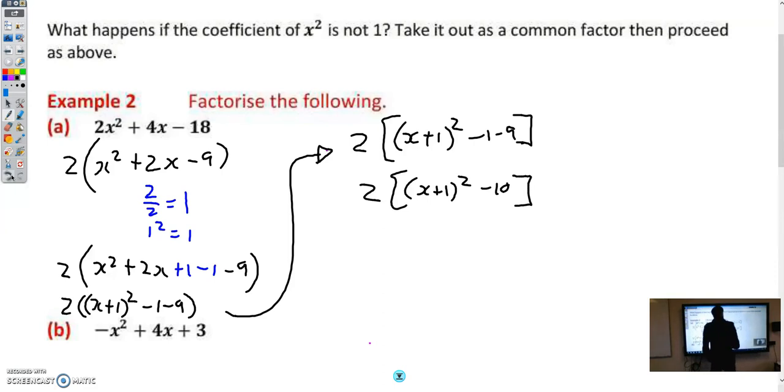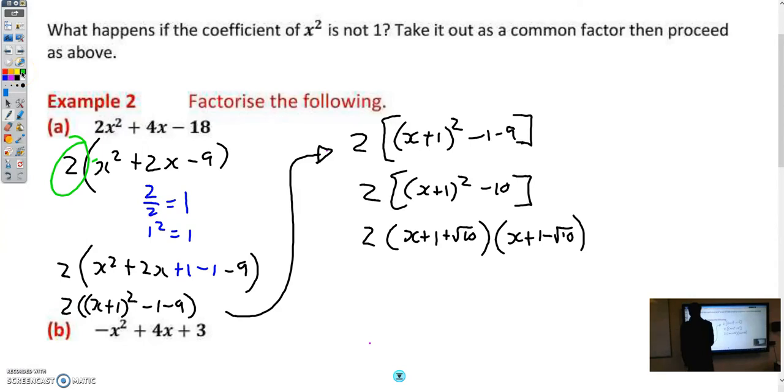And now we're going to use our DOPS, our difference of perfect squares, only on the section inside the brackets. So the 2 will remain outside. And we will get the square root of x plus 1 squared is x plus 1, minus the square root of 10, plus the square root of 10. x plus 1 minus the square root of 10. And that is our final solution. The most notable thing here is the fact that that 2 that we factored out has stayed throughout our entire working process.